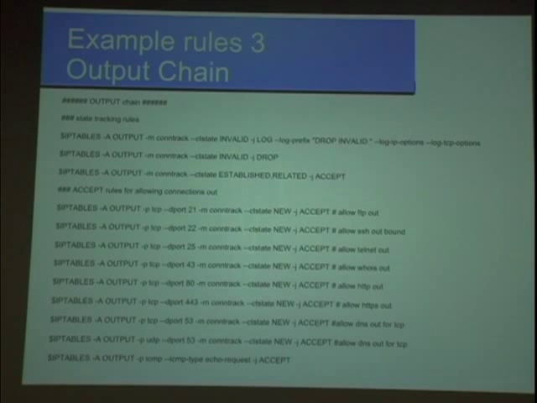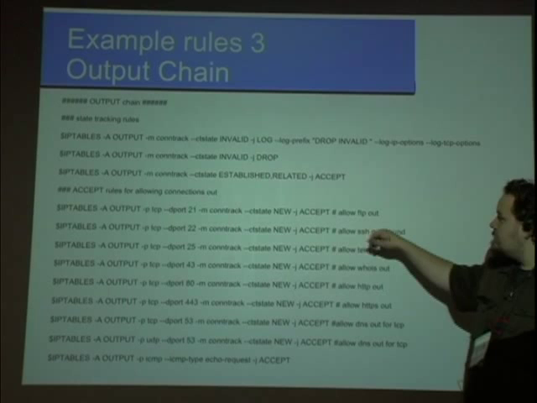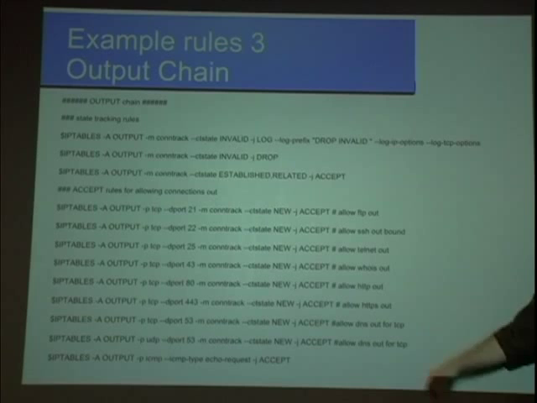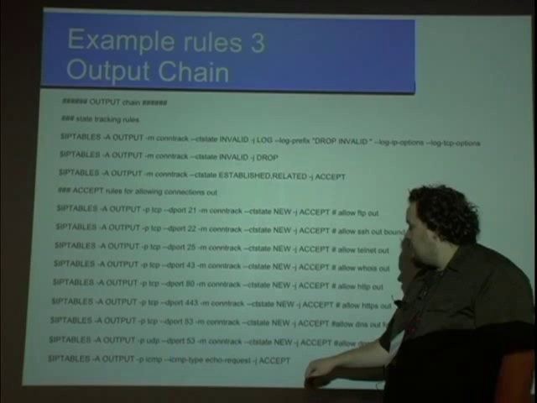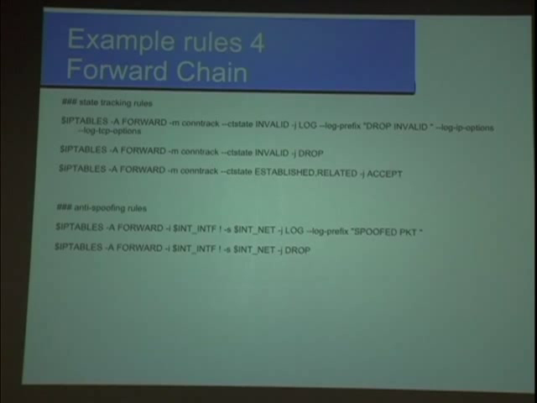So we're letting HTTP out, 22 out, 25, 43, which I can't remember what that is. We're letting DNS out, port 53. We're letting echo request out. We're going to let them ping us. Maybe you want to drop ping.